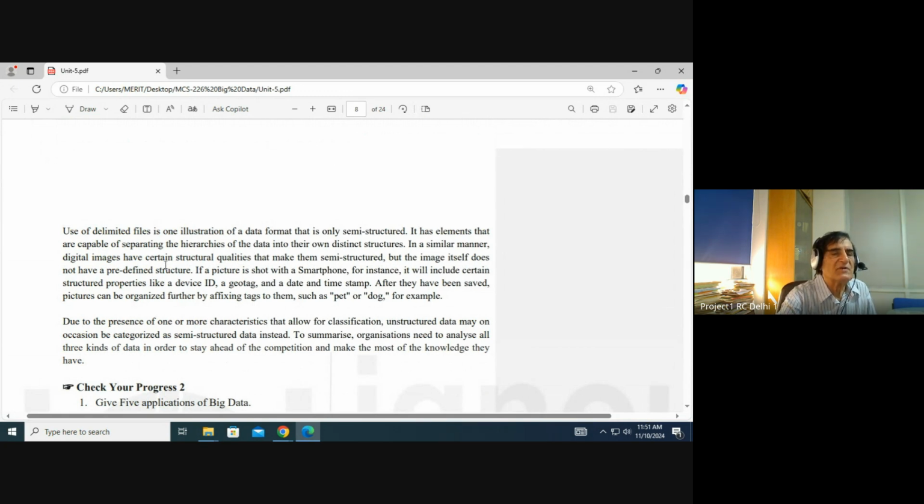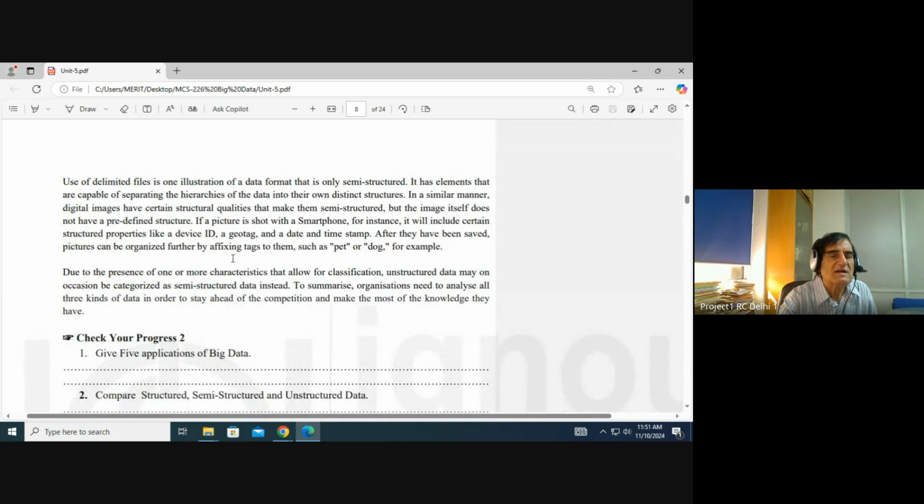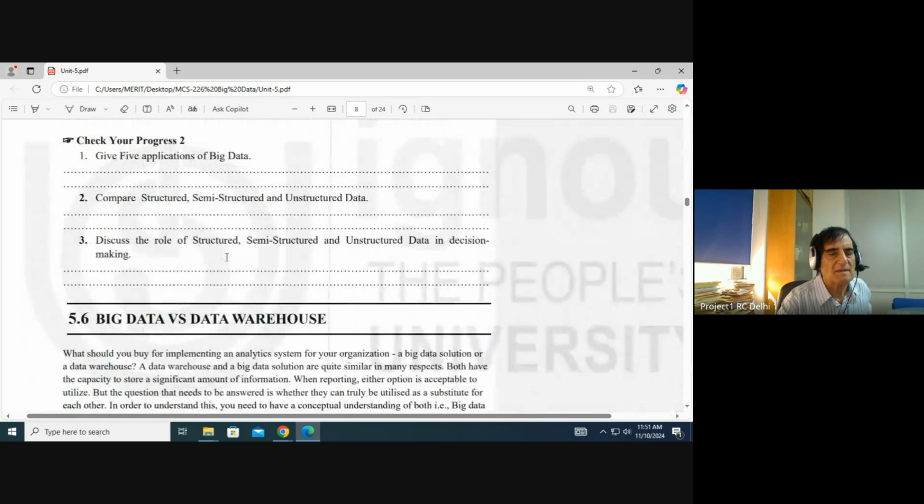So the use of a delimited file is one illustration of a data format that is only semi-structured. It has elements that are capable of separating the hierarchies of data and all that. So it's a difficult part, but then you find an algorithm, you find a method of doing it, and that's why data analysis is becoming a big job because a lot of people are working on this. So millions of jobs are being created in big data.